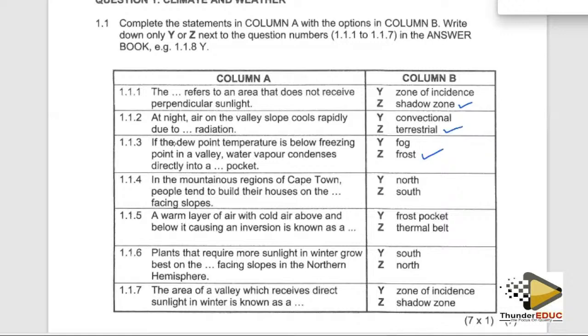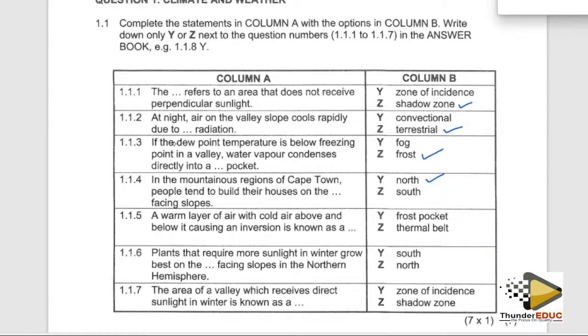1.1.4, in the mountainous regions of Cape Town, people tend to build their houses on the dash facing slopes, because we know Cape Town is situated in the southern hemisphere, and in the southern hemisphere the north-facing slopes usually receive more sunlight or direct heat, which makes them warmer. Therefore, people tend to build their houses on the north-facing slopes because they will be warmer.